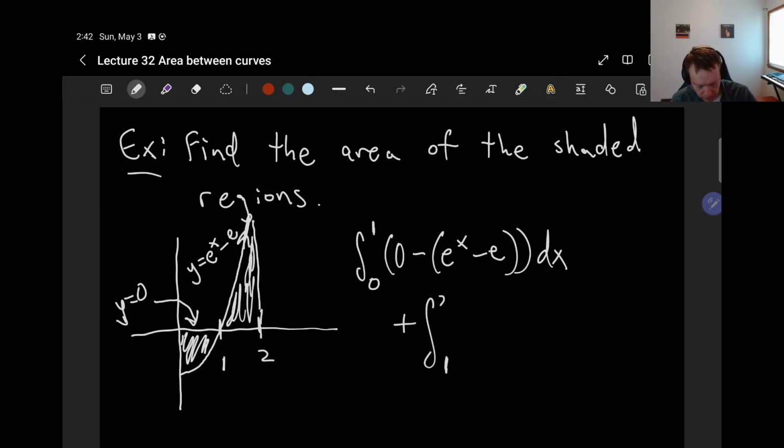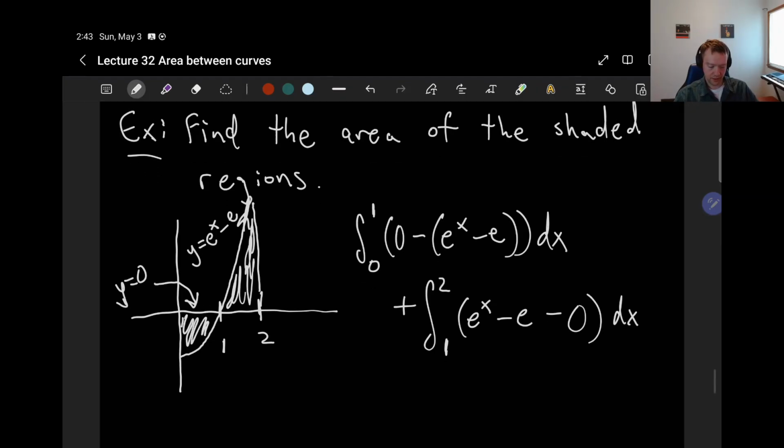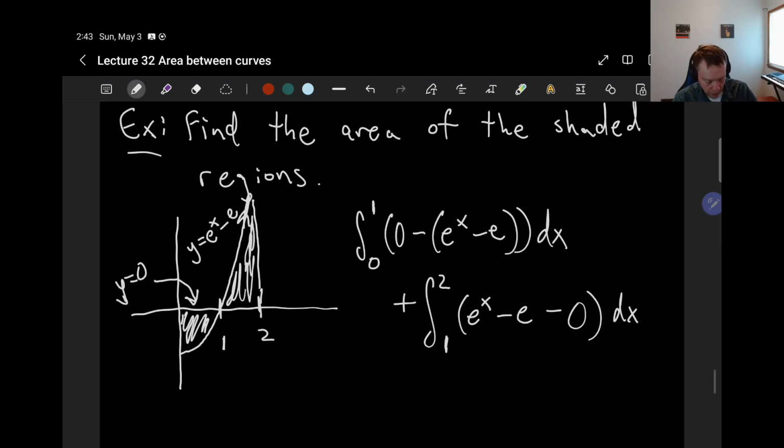And then from 1 to 2, now e to the x minus e is the higher one, and the x-axis, y equals 0, is the lower curve here. So whenever you have a point where you're crossing the x-axis like this, you're going to have to split into two separate integrals because the role of top and bottom curve reverse.